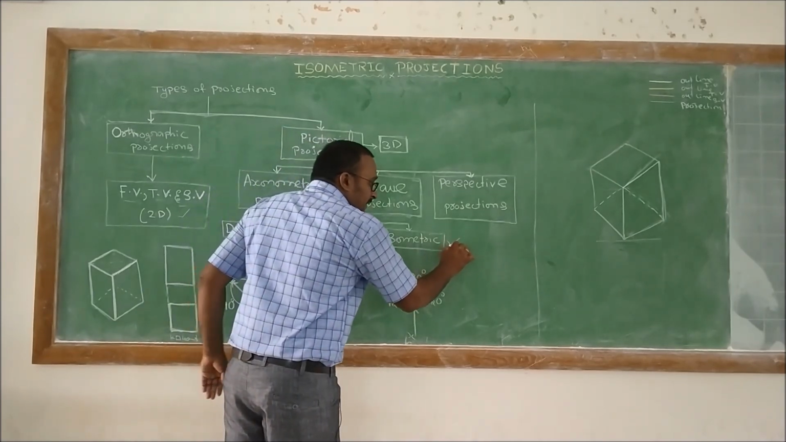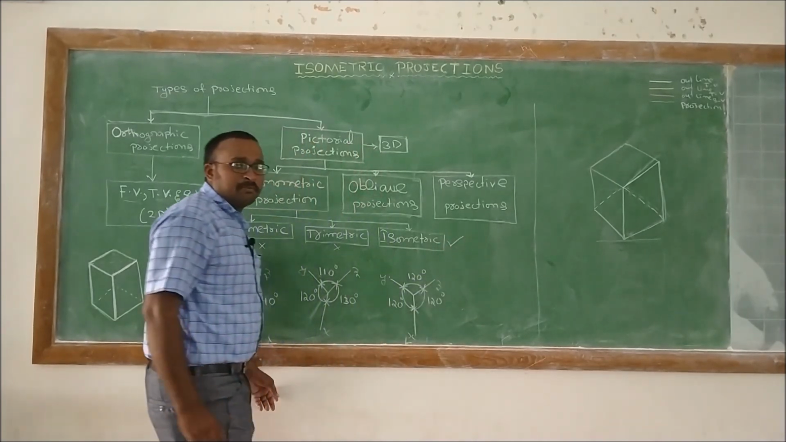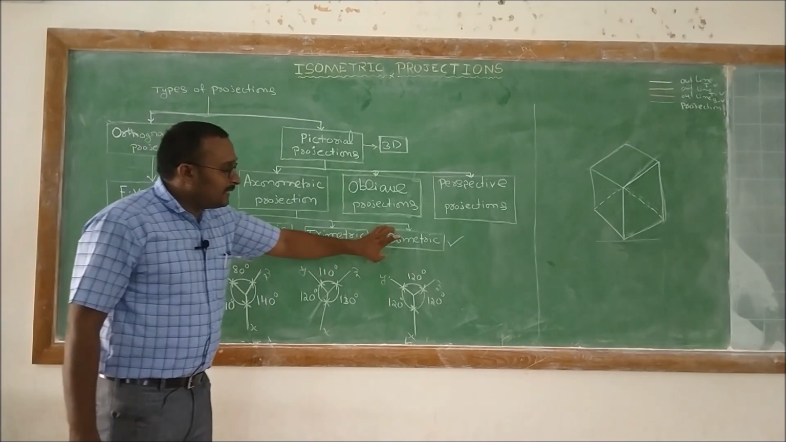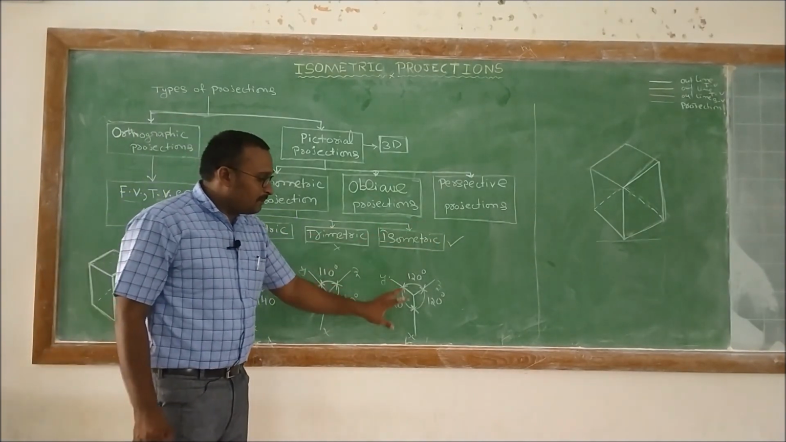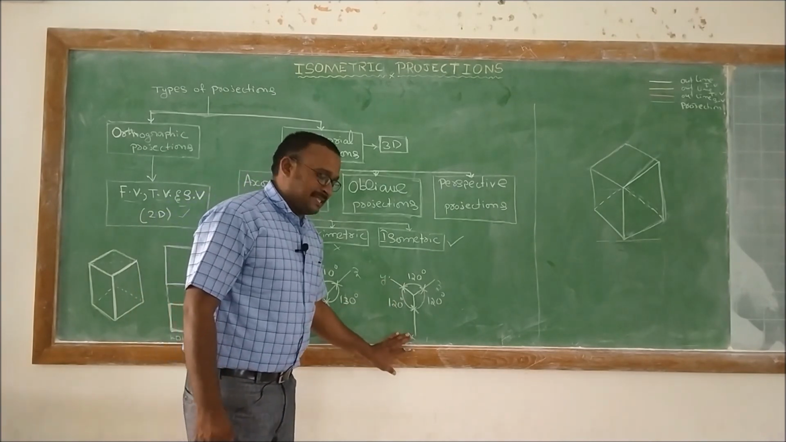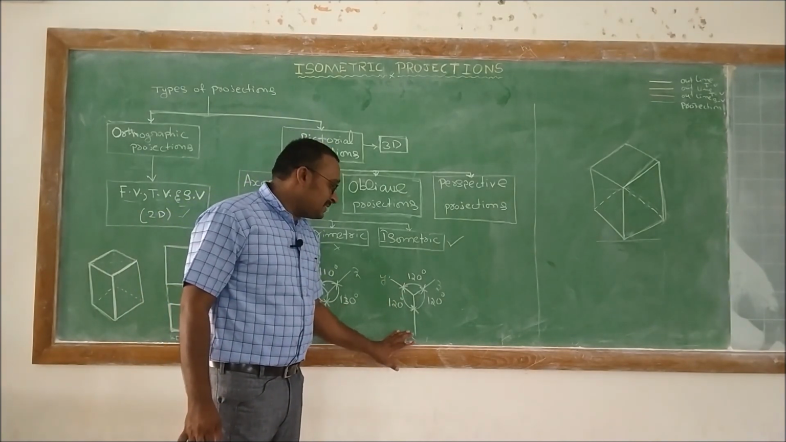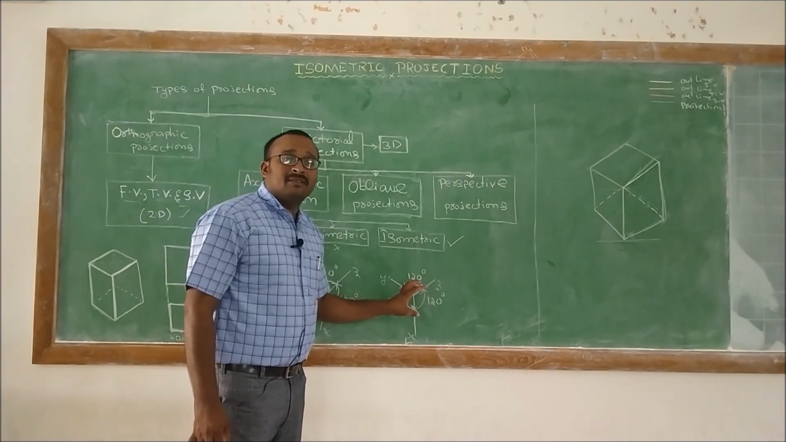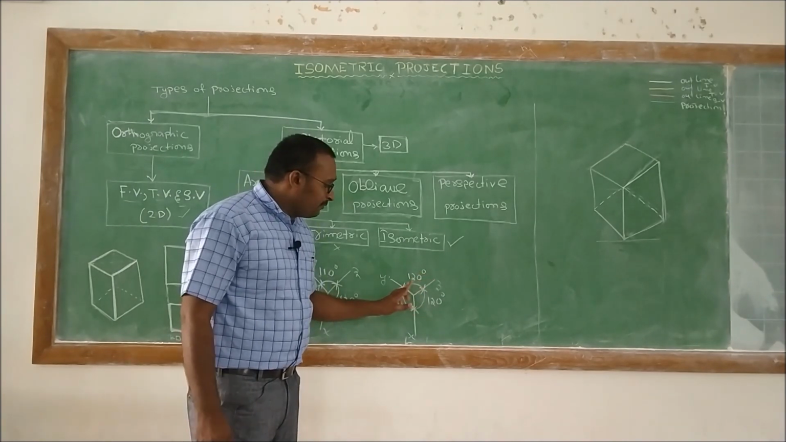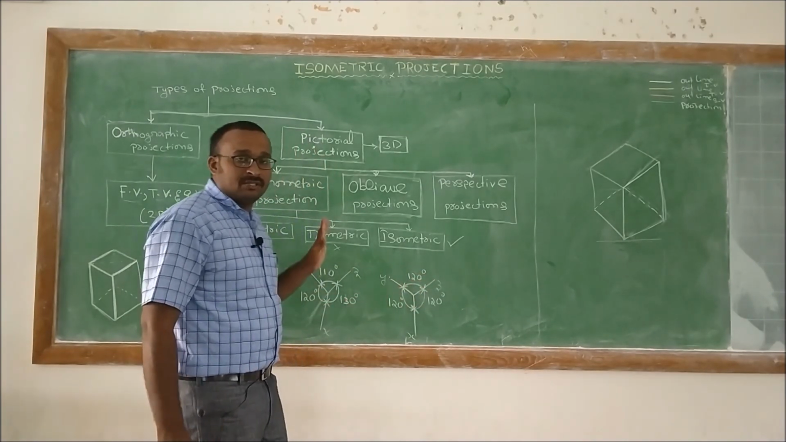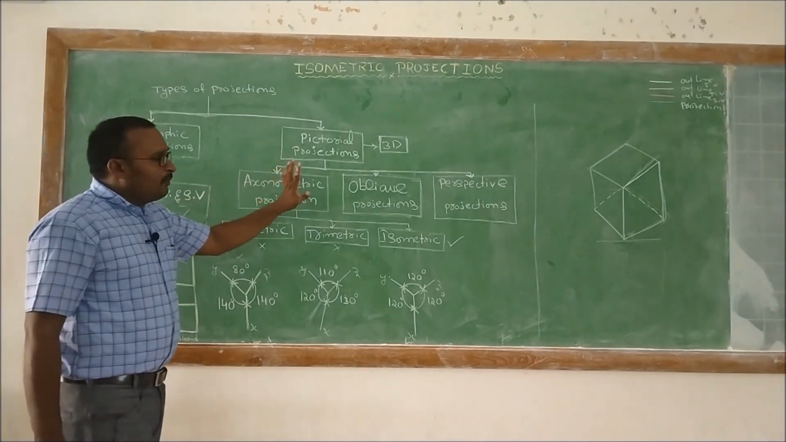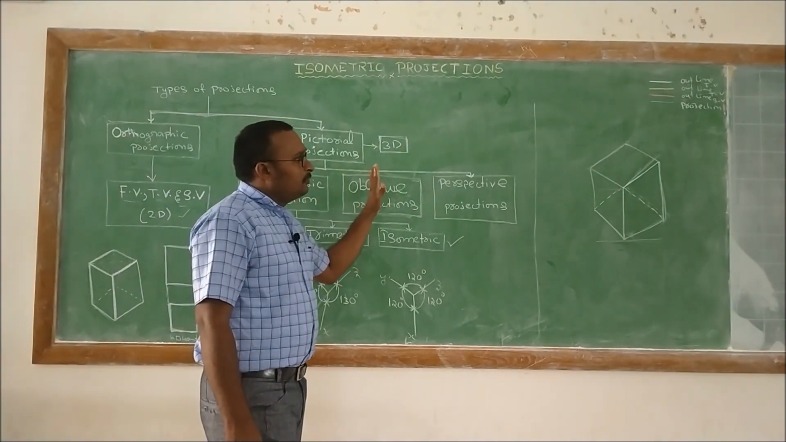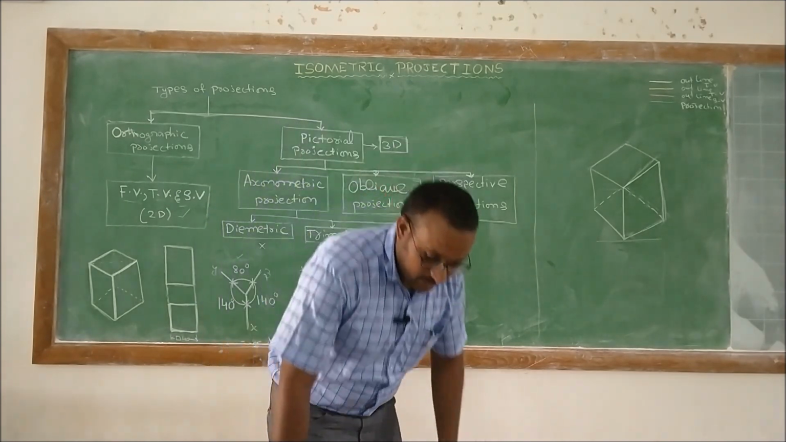So here that isometric projection is the most important. At the same time, we have these isometric projections in our syllabus, right? Isometric projections are nothing but all the axes, x, y, z axes, are equally inclined at an angle of 120 degrees each. So that is the most important thing.